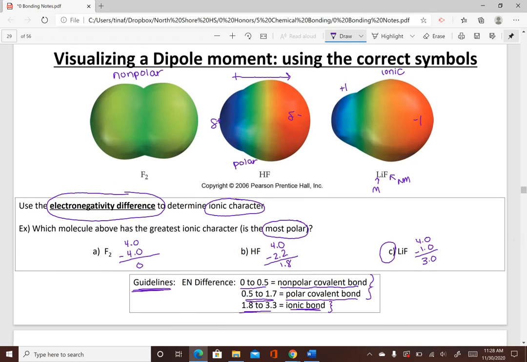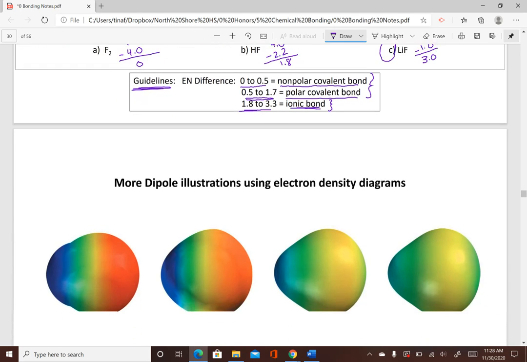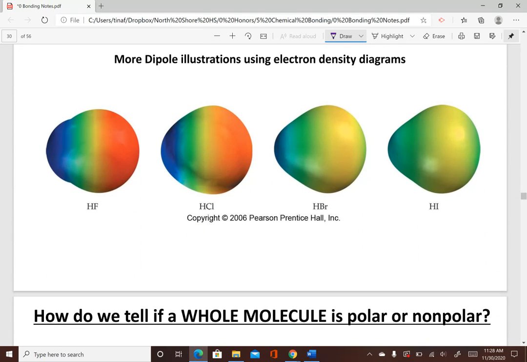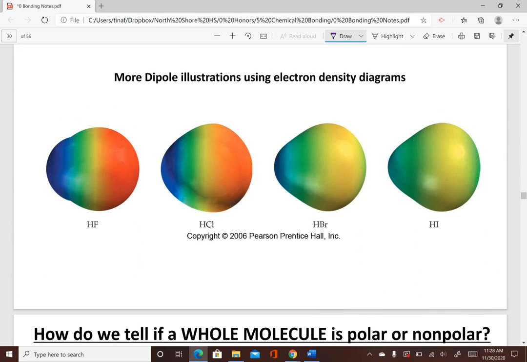All right. So guys, if you can use that electronegativity chart, I'm going to have you calculate the electronegativity differences for these 4 molecules and then answer some questions about them.